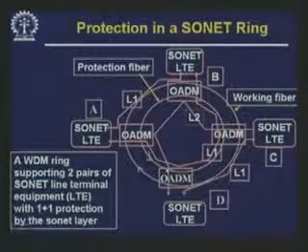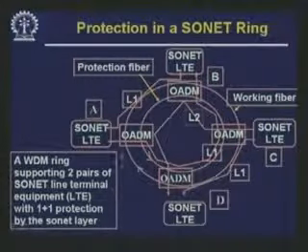What we are saying is that each layer may have its own protection mechanism. So, for example, SONET will also have a protection mechanism of its own. If a SONET LTE, that is the SONET line terminal equipment, senses that it cannot communicate to the next LTE, it will automatically try to reroute the traffic in the other direction.